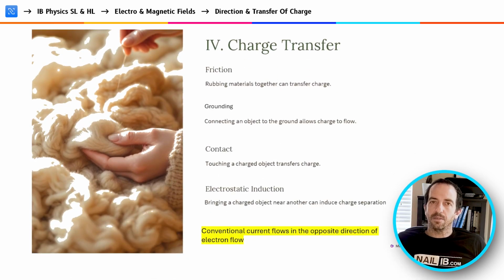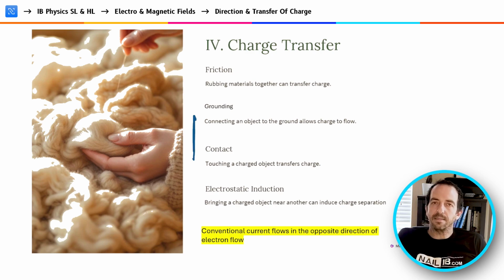How do we transfer charge? One way that you might know is friction. You have probably already experienced that transfer of electric charge. For example, if I were to take a balloon and rub it against my hair, what would happen? Well, the electrons in my hair would likely transfer to the balloon. The balloon, therefore, will become more negatively charged. My hair, which lost electrons, will become more positively charged. That is the transfer of charge via friction.